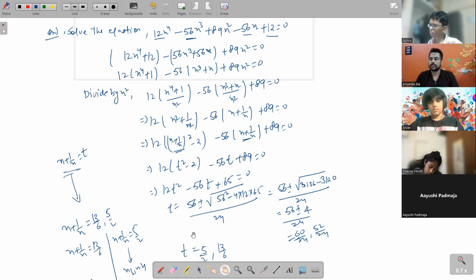सबको समझ में आ रहा है ना? Abhudweep and Aryan and Ayushi. Disconnected here.